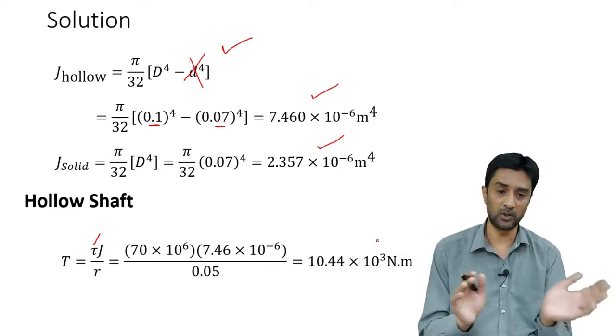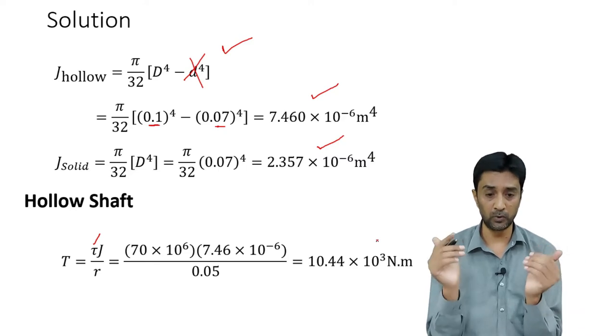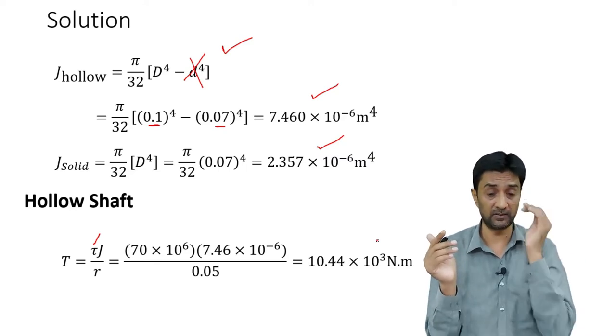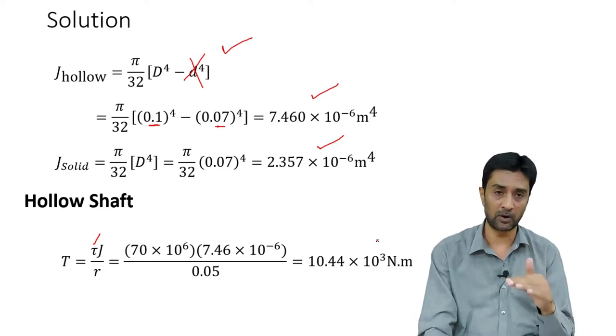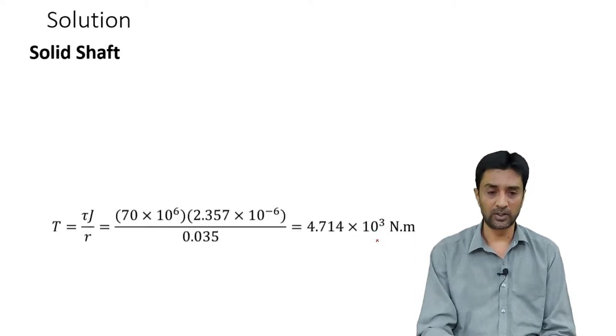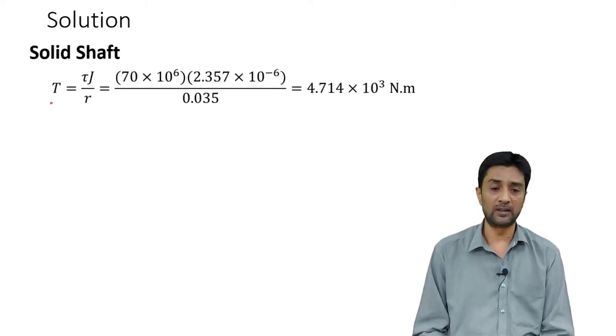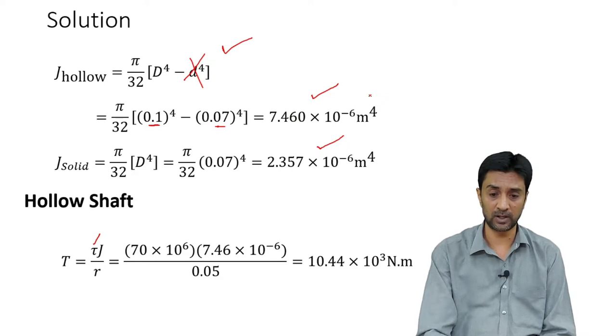So this is the amount of torque that can be applied on a hollow shaft to limit the maximum shearing stress within the range of 70 megapascal. So we'll see कि भैया हम जब solid shaft के ऊपर लगाएंगे तो वहाँ हमें torque कितना लगाना होगा. So for the solid shaft, the torque you can apply is 4.714 into 10 raised to the power 3 Newton meter. So in the last, so that was 10.44.